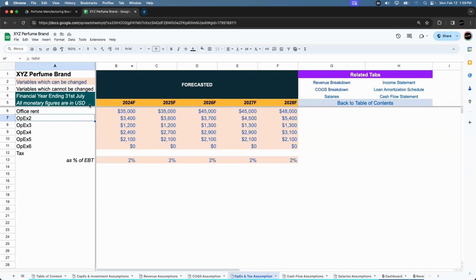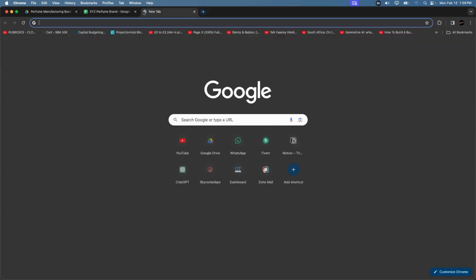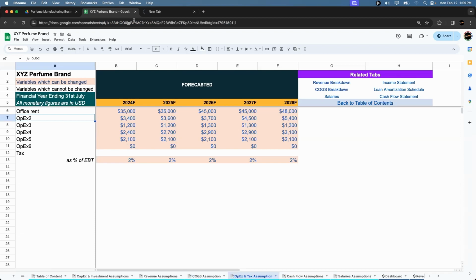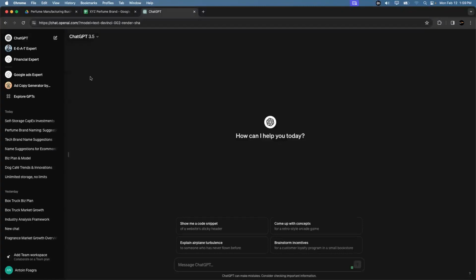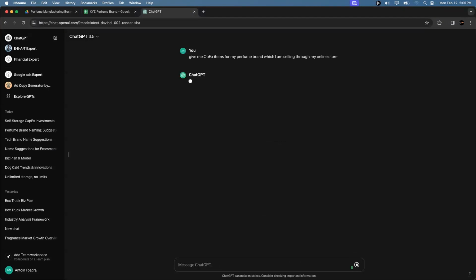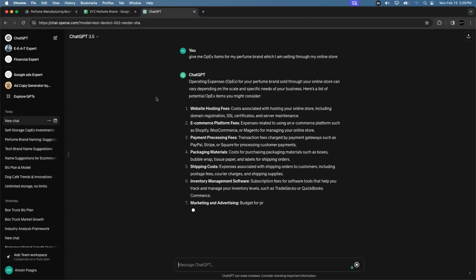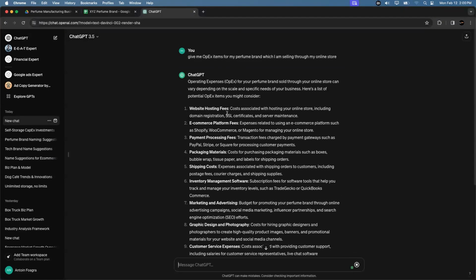If you are kind of stuck and you can't seem to understand what to do, you can take help from ChatGPT also. So let's go to ChatGPT. You can use the free version or the paid version of ChatGPT. Totally depends on you. So for here, let's say I'm going to use the free version. Give me OPEX items for my perfume brand, which I am selling through my online store. So as you can see, we have website hosting fees, e-commerce platform fees, payment processing fees, this sort of stuff.